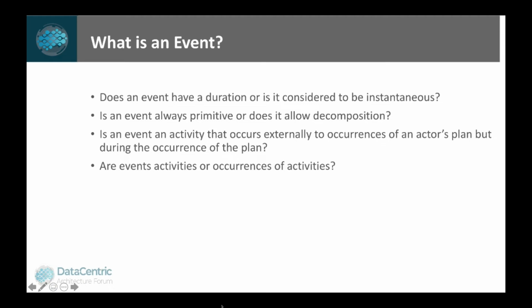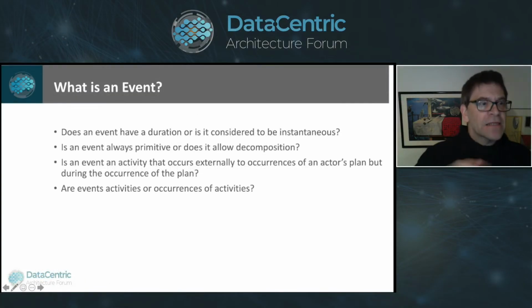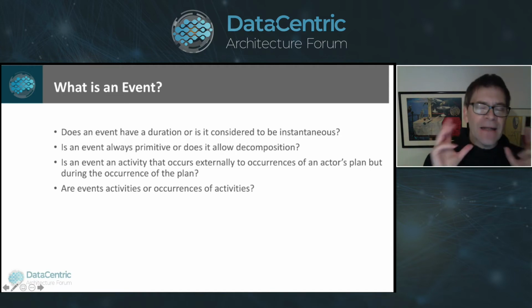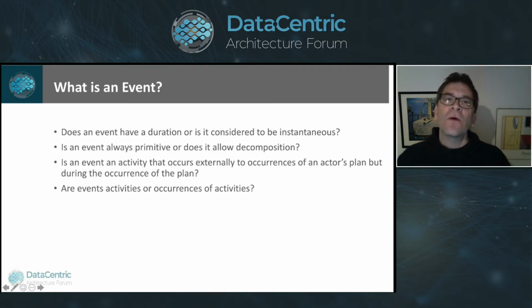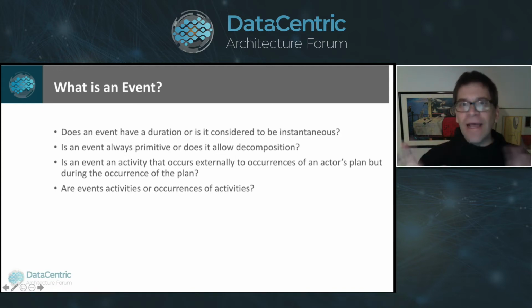So just take as an example, what is an event, right? Does an event have a duration, or is it considered to be instantaneous? Is an event always primitive, or does it allow decomposition? Is an event something that occurs externally to someone's particular plan, but it occurs during it? Are events activities, or the occurrences of activities? Think back to that slide where we had the business process modeling tools. Each of those systems will have a different answer to those questions. But even within the same enterprise, Alice and Bob may have different ideas of what an event is.